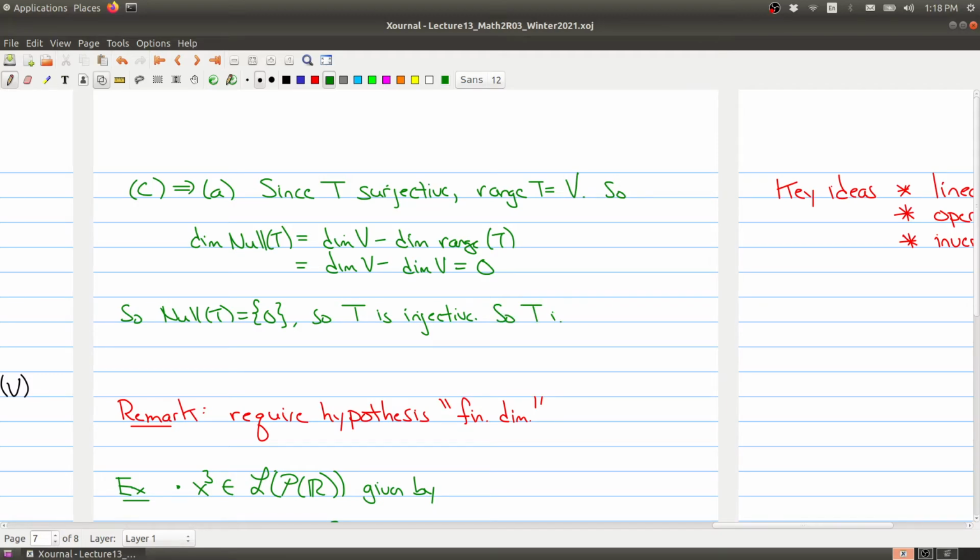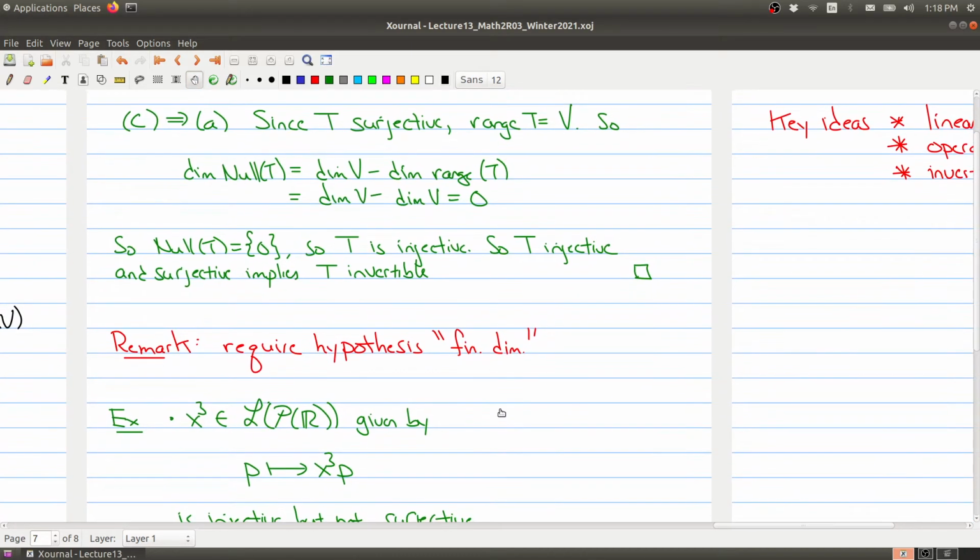So T injective and surjective implies T invertible, where we're using a result from the previous lecture. Okay, so there we go. When we have an operator, it's easier to check whether your map is invertible or not.